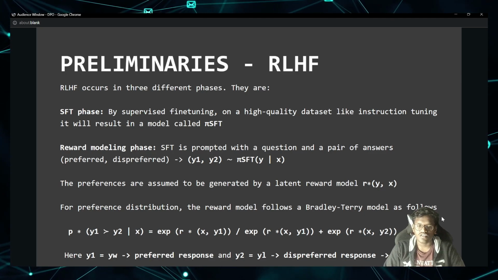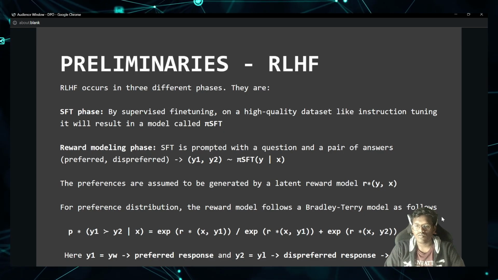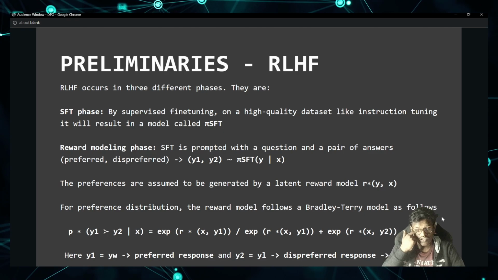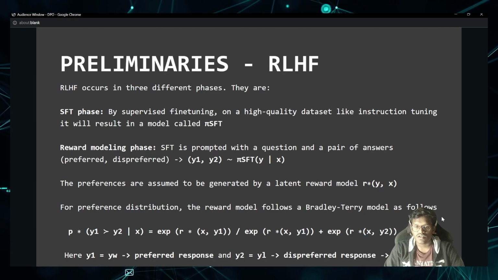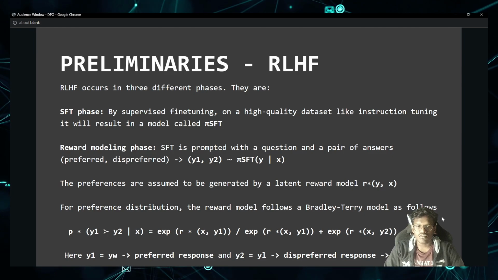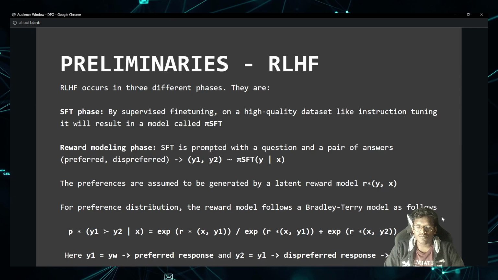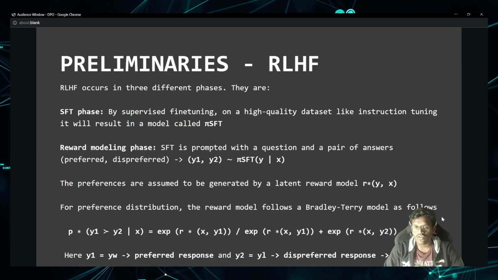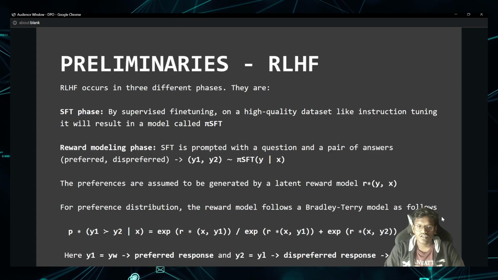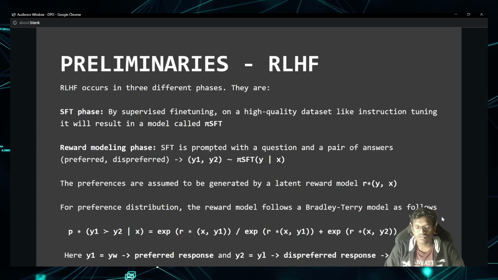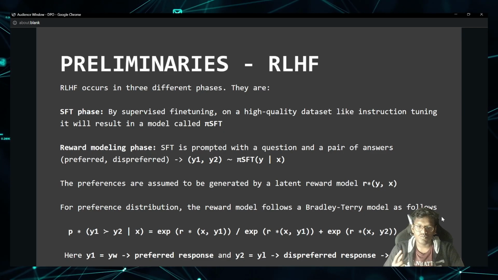Okay, so they assume that the preferences would be generated by a latent reward model called r star (y, x). So this preference of y1 being greater than y2 is created by a latent reward model r star (y, x). For this preference distribution, the reward model follows the Bradley-Terry model in the following way. Okay, so P star, star will be in your superscript.